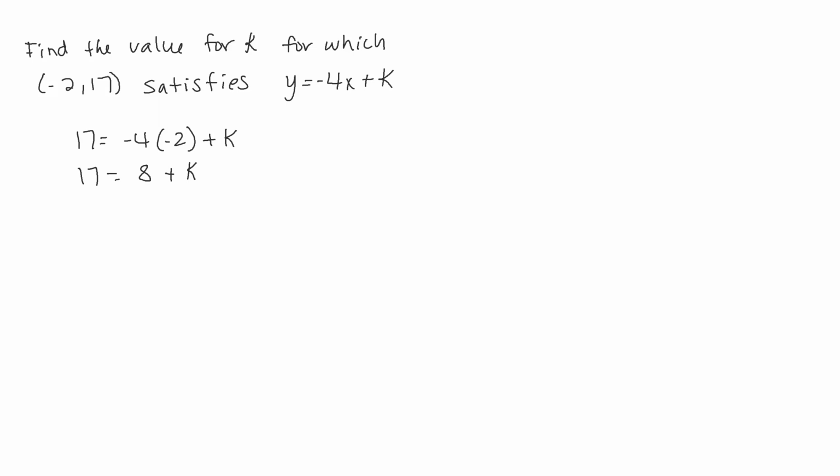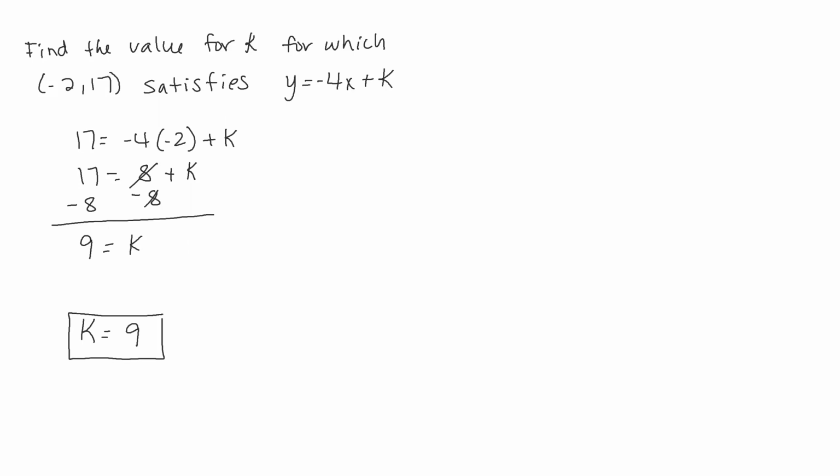I want to isolate the k. So I'm going to subtract the 8. Well, 17 minus 8 is 9. On the right, the 8's cancel, leaving just a k. So we could say k equals 9.